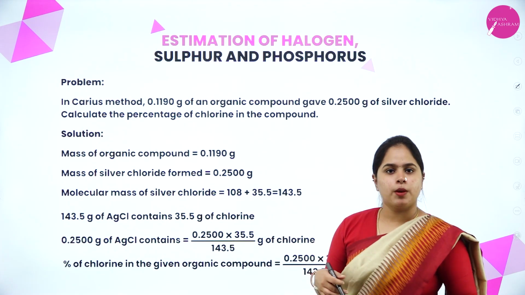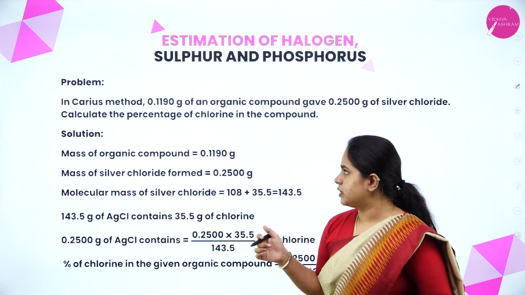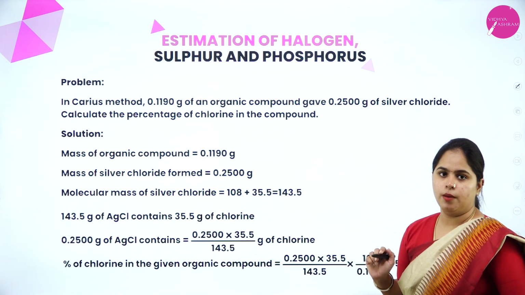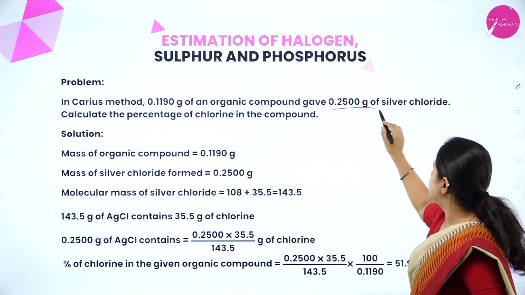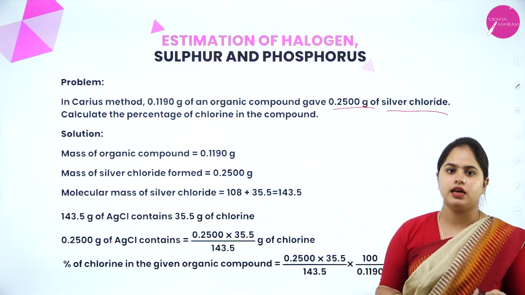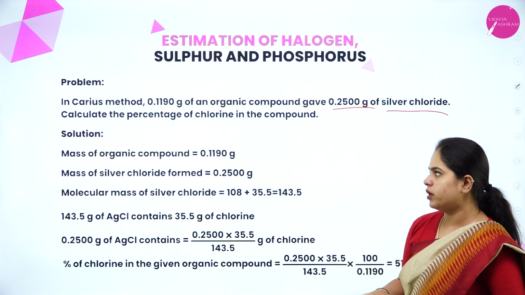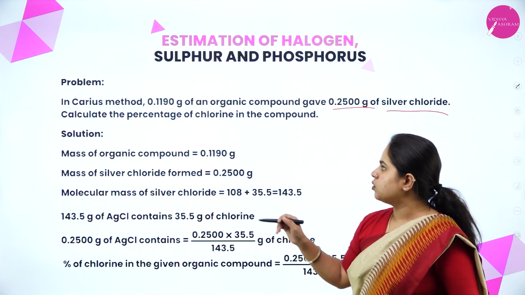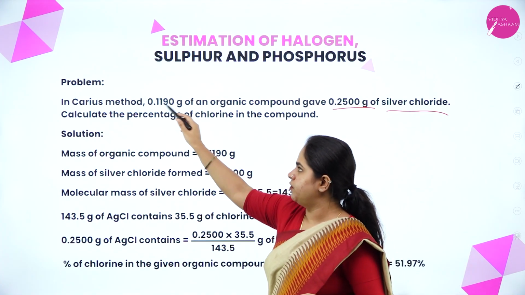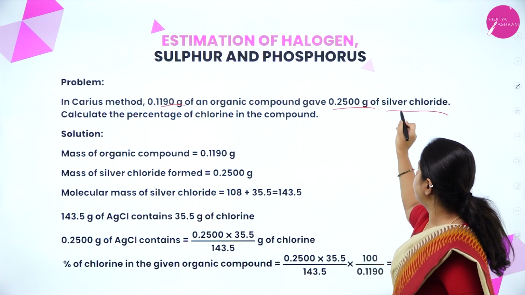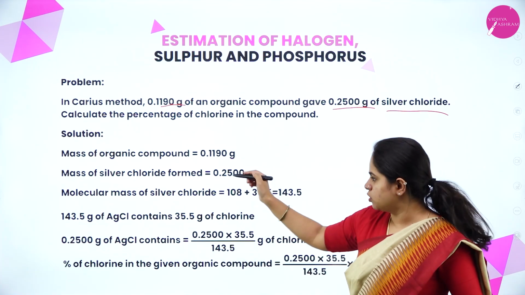So let's do a problem based on this. In Carius method, 0.1190 gram of an organic compound gave 0.2500 gram of silver chloride. So silver chloride is the silver halide which is formed. So our halogen is chlorine. Calculate the percentage of chlorine in the compound. So the mass of the organic compound is given, and the mass of silver halide, that is silver chloride formed, is also given.